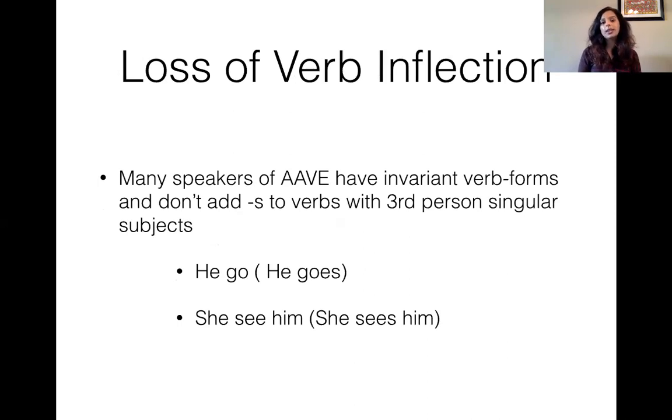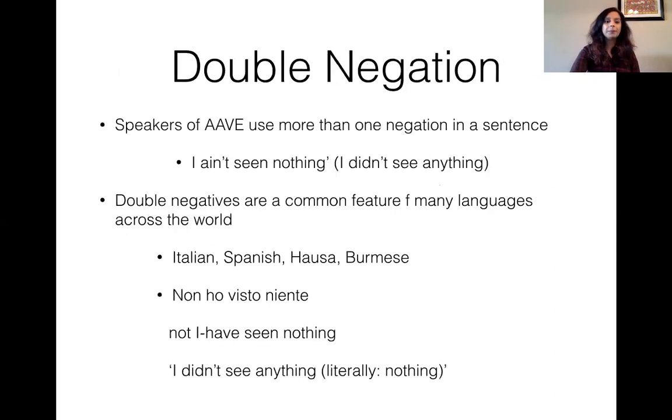Many speakers don't have the S form on the verb. So they say something like he go instead of he goes, or she see him instead of she sees him. It's a very regular pattern for them to drop this S on the verb.